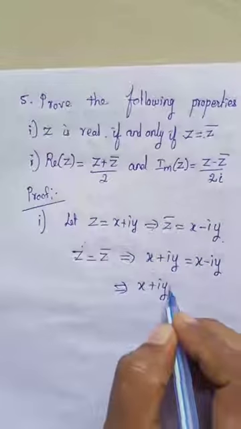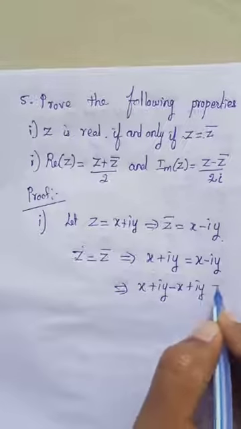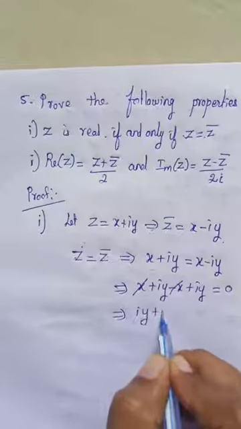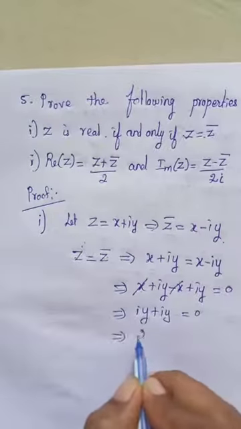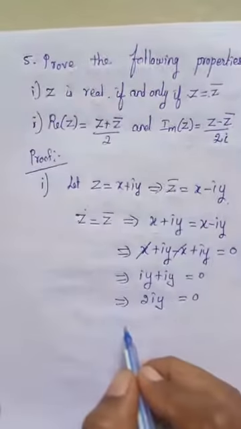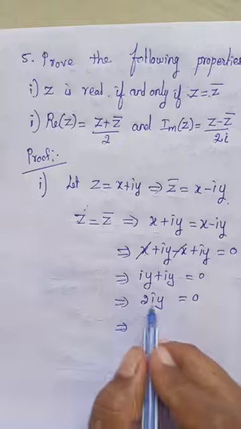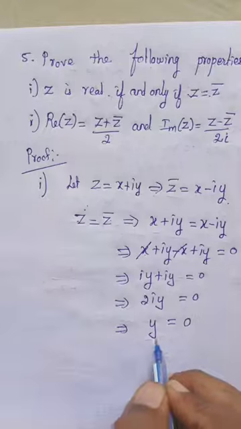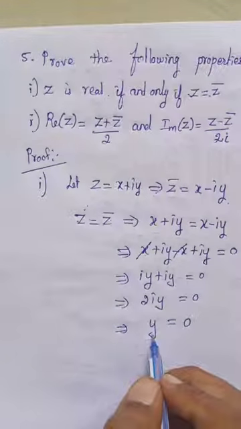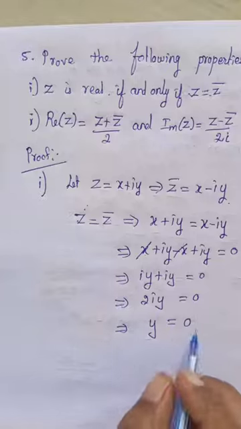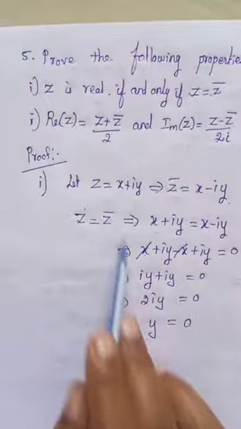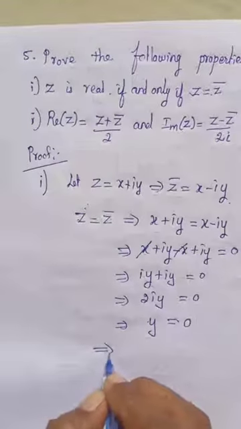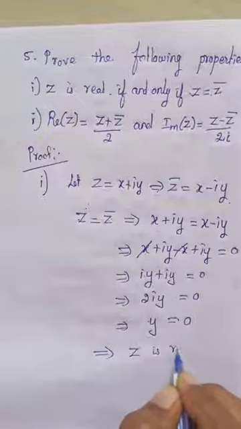Which implies, bring all the terms to left hand side. Minus x plus iy is equal to 0. See, x and minus x will get cancelled. This is iy plus iy is equal to 0, or 2iy is equal to 0. So which implies 2 cannot be equal to 0, i also cannot be equal to 0. So the only possible is y equal to 0. Actually, y is the imaginary part, isn't it? So when we are getting Z equal to Z bar, the imaginary part will become 0. Therefore, automatically, we will be getting Z is real.